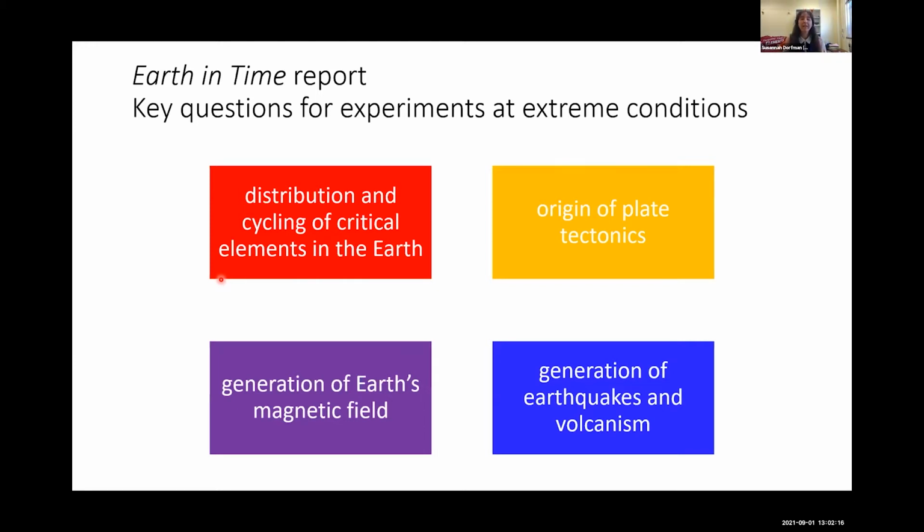The origin of plate tectonics is something that involves whole planet dynamics, really, and is something where we have a reason to give constraints on what composition and what conditions have to say about this major problem in earth science. The generation of Earth's magnetic field, Bruce's talk this morning kicked us off talking about that a lot. That's an obvious one for us. And the generation of earthquakes and volcanism.